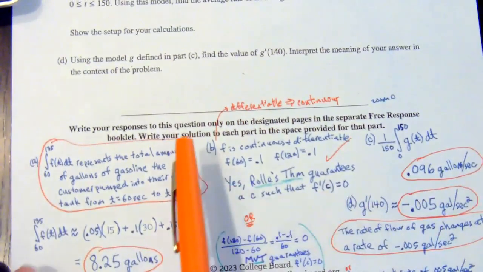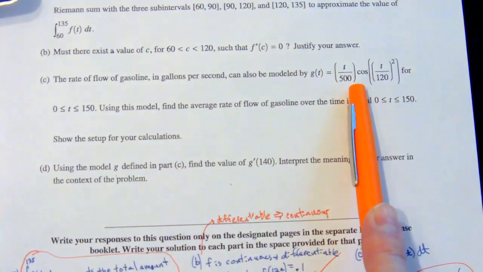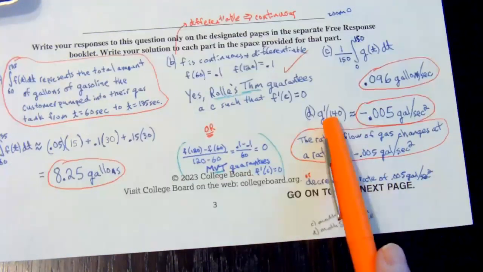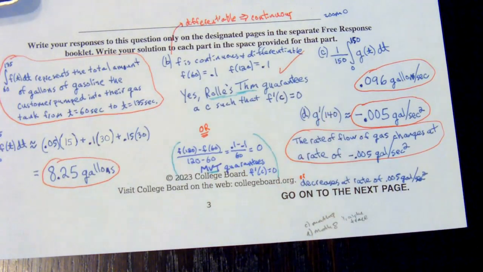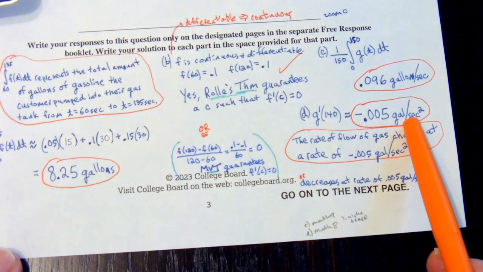And then part D is just saying find G prime of 140. So this was the G of T. I already had that in my calculator as my Y1, so I was able to use the alpha trace when I needed it. And I just did the math 8. So the math 8 will take the derivative of that for us at that 140. And then you're doing a derivative. It starts off gallons per second. That's like a velocity units. When you do the derivative of that, that's going to turn it into the acceleration units right there.